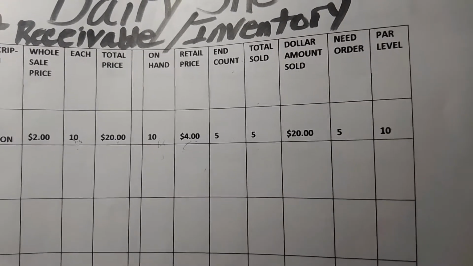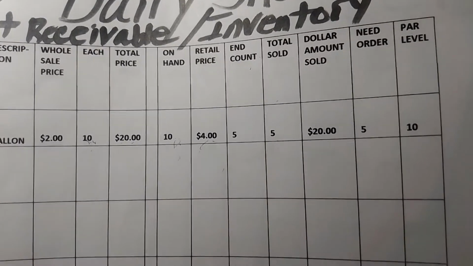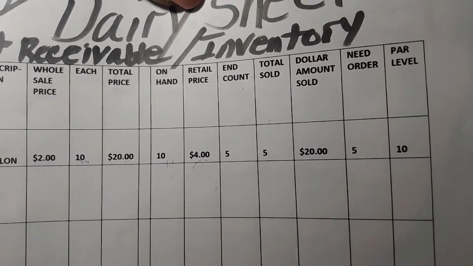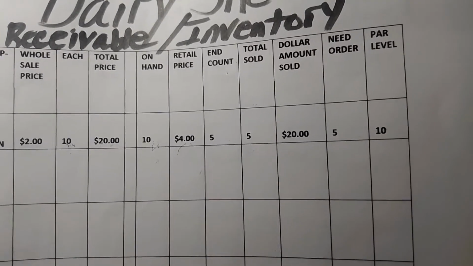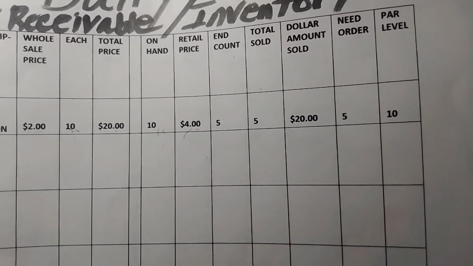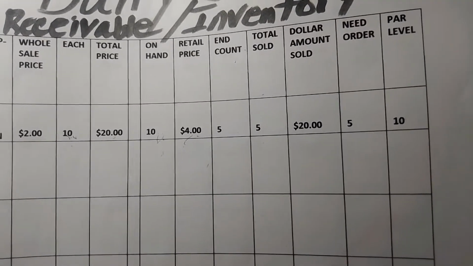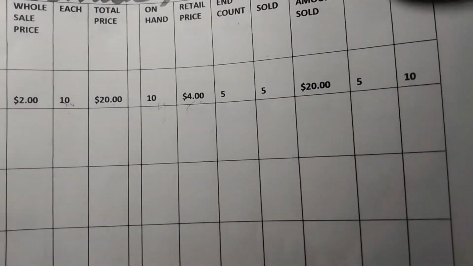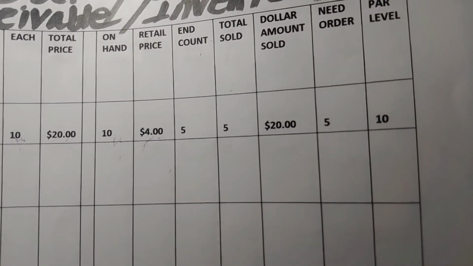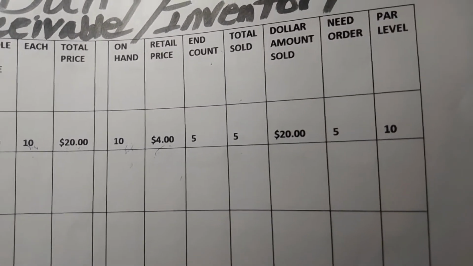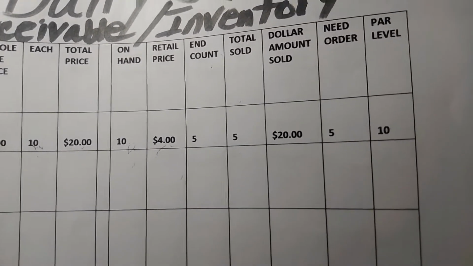That means we sold 5, because we started off with 10 milks from the beginning. Just to get your store up and running, we had 10 of everything. When we went to count inventory, we ended up with 5 left in the store. So that means we sold 5, and our dollar amount sold was $20. Why is that $20? Because each milk costs $4, and we sold 5, so that makes $20.